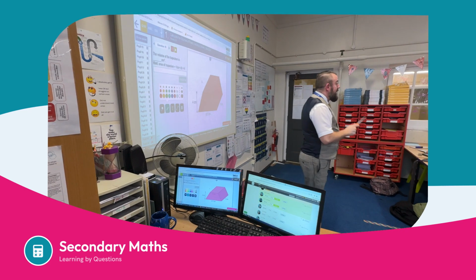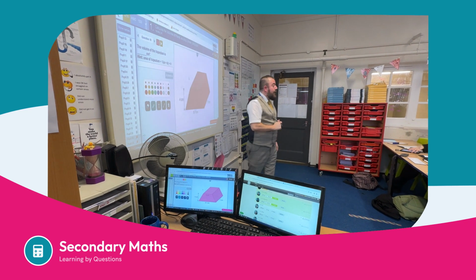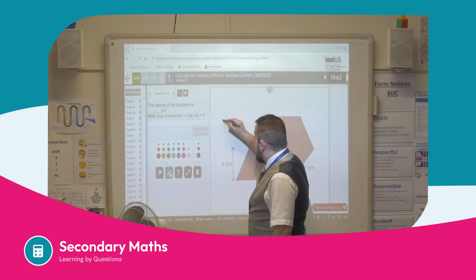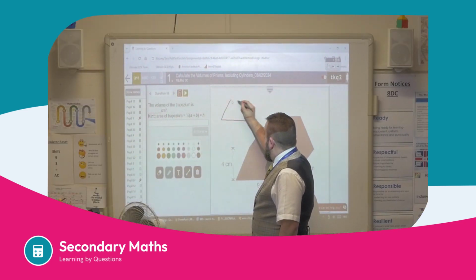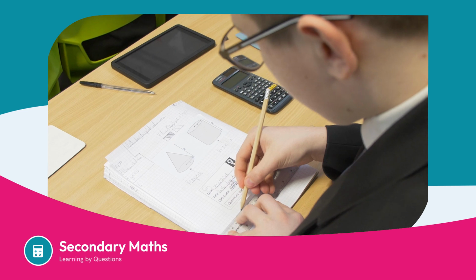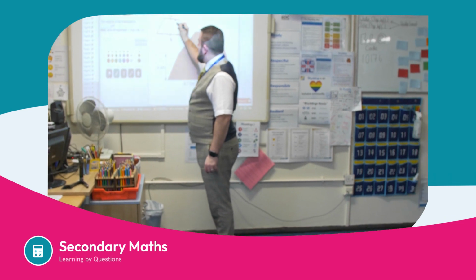It does tell you what the formula is, all right? But what I want you to do now, in your book, is draw me this face. A trapezium for me, please. Using a pencil and a ruler, draw a trapezium, and then label it for me, please. So A, B, and the perpendicular height, H.